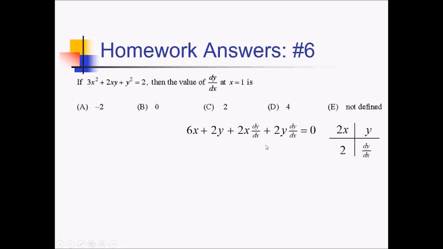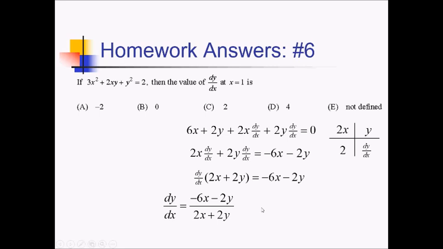Let's now isolate the stuff with dy over dx's. So the 2x dy over dx can stay on the left side. So can the 2y dy over dx. Moving over to the other side, though, we have to subtract 6x and also 2y. Now that I have only dy over dx terms on the left, I can factor out dy over dx, leaving me with 2x plus 2y in a parentheses. Dividing everything by that, I've got negative 6x minus 2y over 2x plus 2y.